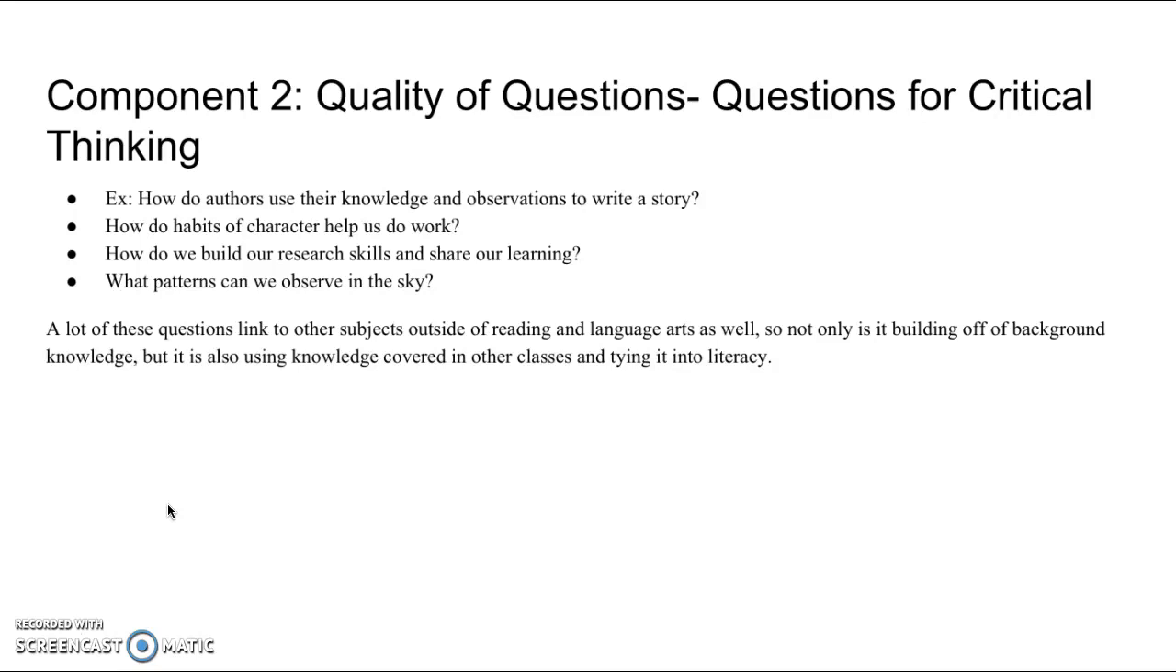Anyway, so examples. How do authors use their knowledge and observations to write stories? How do habits of character help us do work? How do we build research skills and share our learning? And what patterns can we observe in the sky? A lot of these questions linked outside subjects, outside of reading and language arts as well, such as science. So not only is it building off of background knowledge, but it is using knowledge covered in other classes to tie it into literacy.